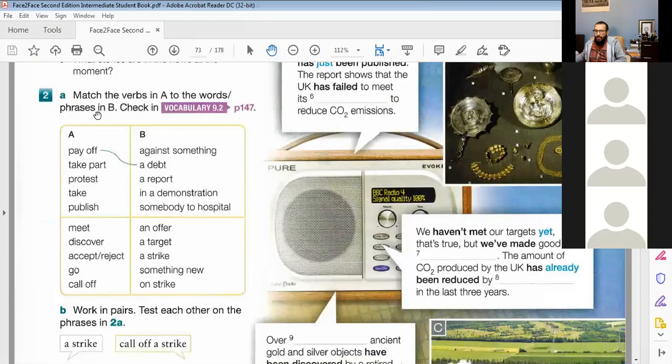All right, so here, let's move on to number 2. And what we want to do is we want to match the verbs on the left with phrases or words on the right side. So Sana, here it says pay off a debt, but take part. What do you think is the right answer, Sana, here? Take part. Which one do you think part is? In a demonstration. That's right. Take part in a demonstration.